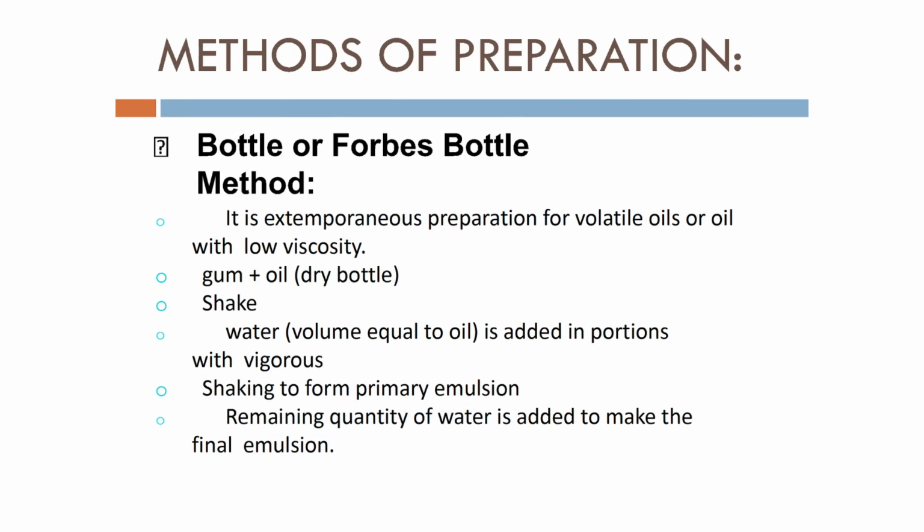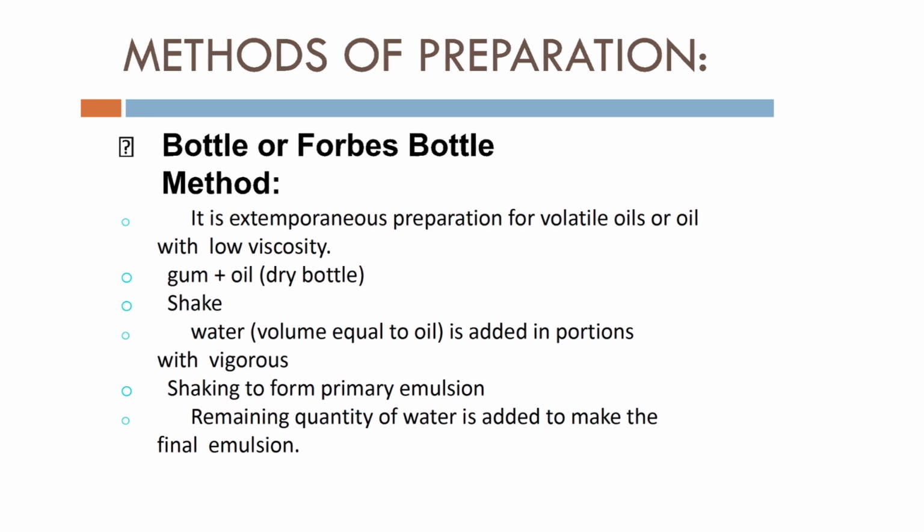3. Bottle or Forbes bottle method. This is great for extemporaneous preparation, especially with volatile oils or oils with low viscosity. 1. You place the gum and oil in a dry bottle and shake it. 2. Then a volume of water equal to the oil is added in portions, with vigorous shaking after each addition, to form the primary emulsion. 3. Finally, the rest of the water is added to make the final emulsion.